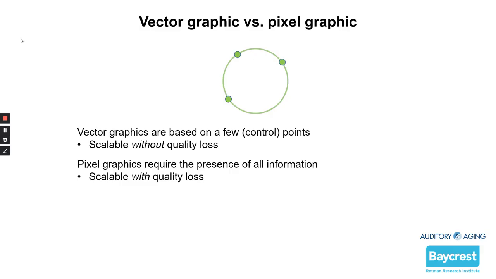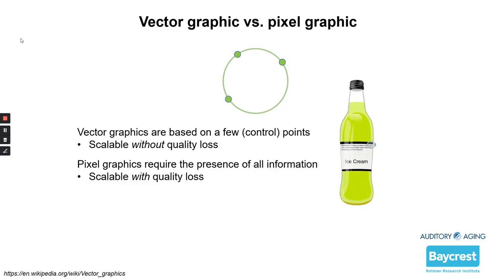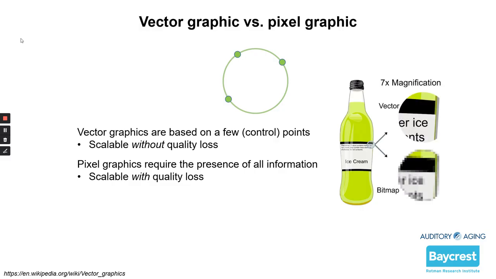The difference between the vector and the pixel graphic is also well displayed here on the right. The text on the bottle is really small, and if we want to read it, we want to zoom in there. And if it's a vector graphic, we can really nicely read the text because it's just scaled up and we don't lose any quality. Whereas on the bottom, it's a pixel graphic and it becomes really blurry because the pixels are too big.